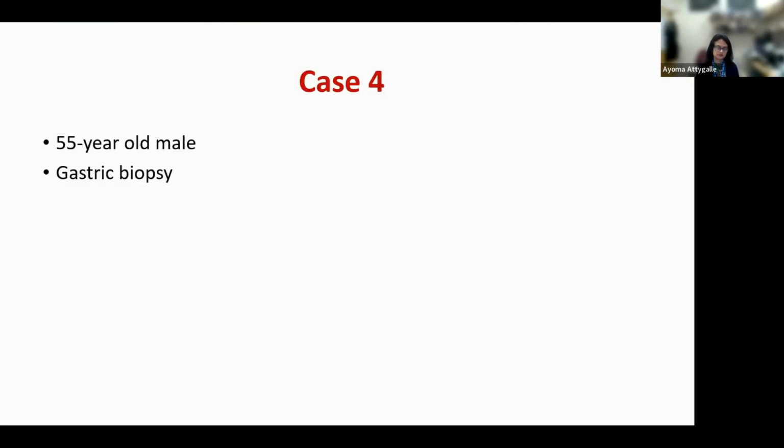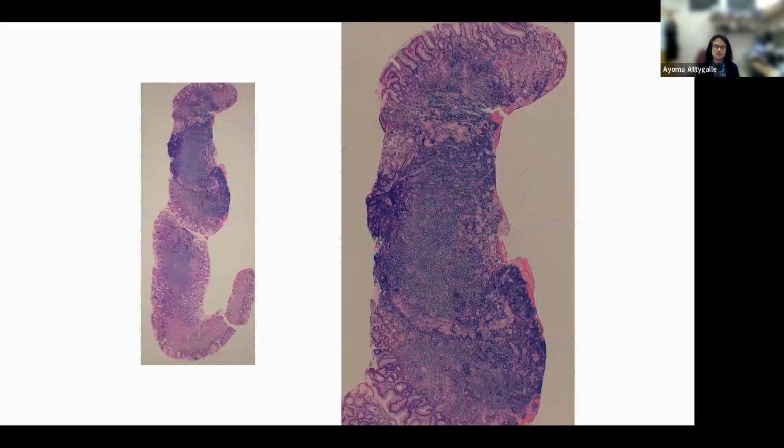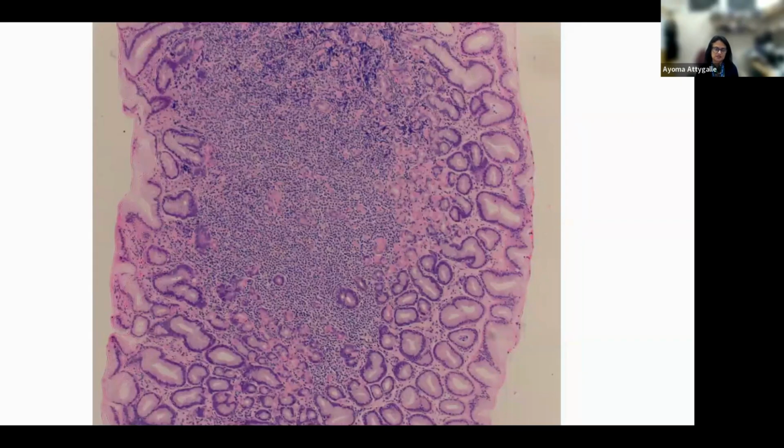So the last case I'm going to show you is a 55-year-old male, and this time we are moving away from a lymph node. This is a gastric biopsy. So in this gastric biopsy, you can see that there's a dense lymphoid infiltrate. There could be some vague nodularity, but essentially it looks diffuse. And what you can see is that it has overrun some of the pre-existing acini, the crypts.